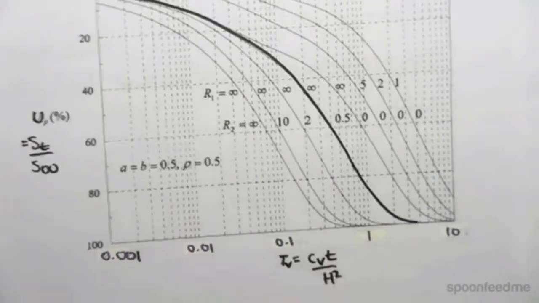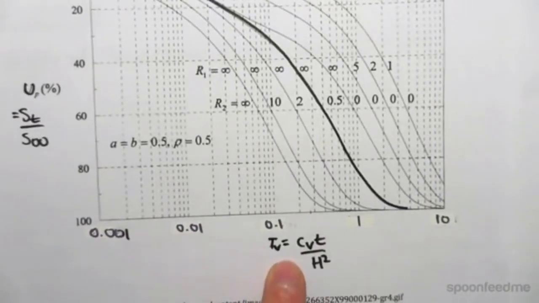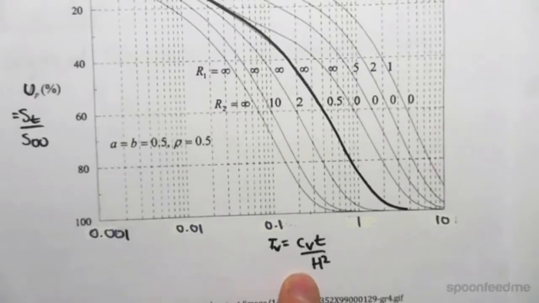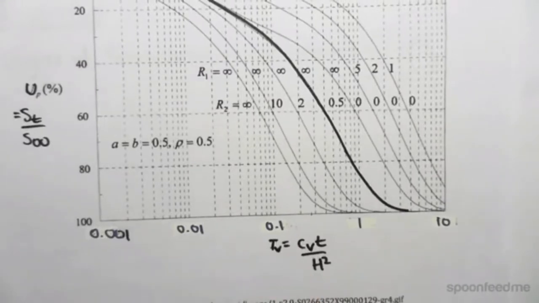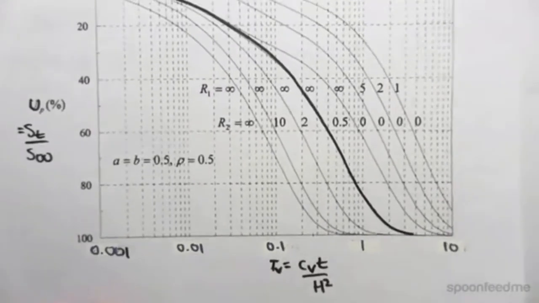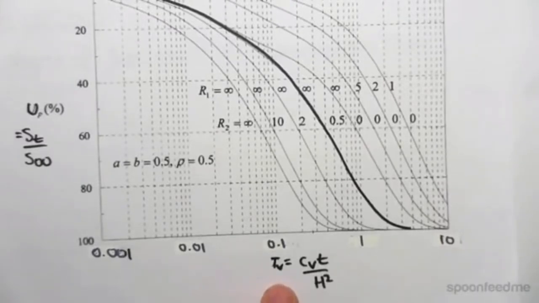And this axis is something called dimensionless time, where we have CV, which we're going to define in a second, T, which is time, and H, which is not the layer thickness, but the drainage path we discussed in the previous video. So, we need to quickly discuss this factor TV. TV is a dimensionless time, so this actually doesn't have any dimensions. The dimensions are all in here, which all will cancel out.